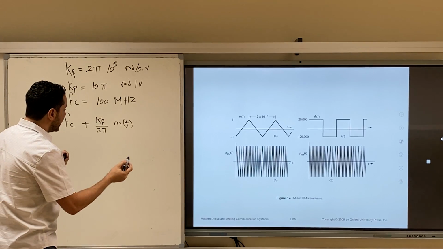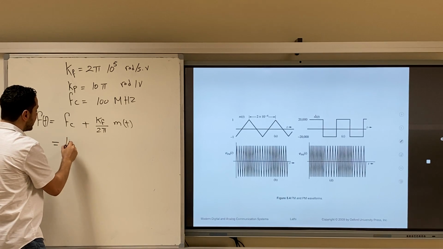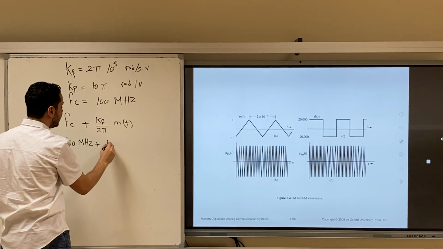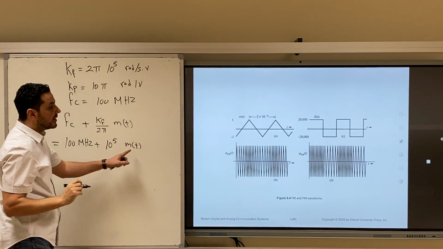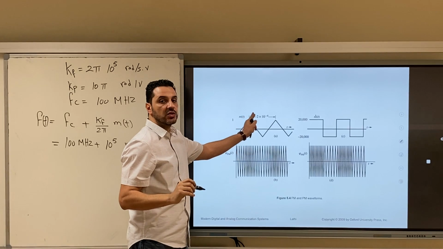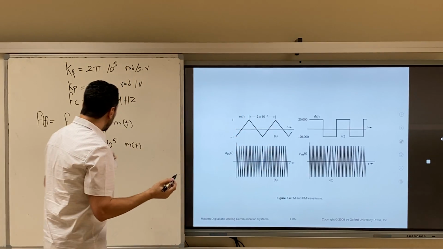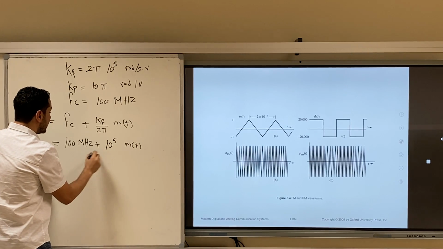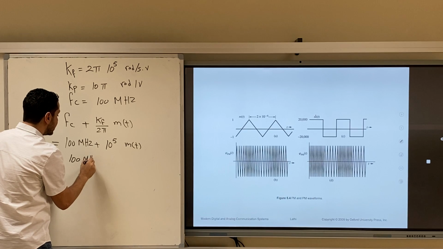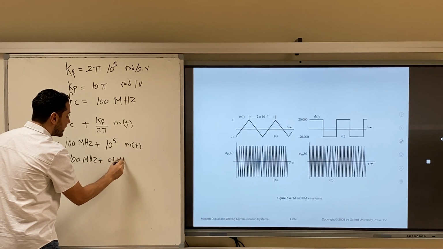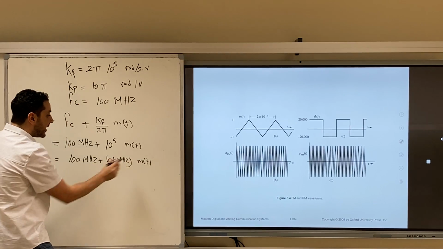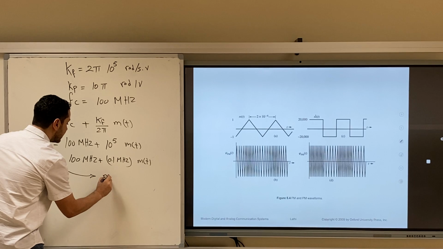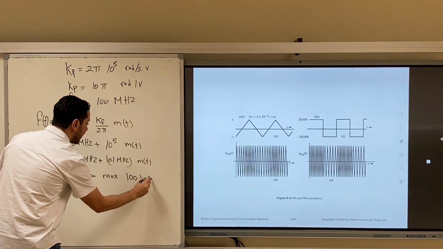So here we have m of t. First we have the carrier frequency, it's 100 mega plus Kf over 2 pi. Kf over 2 pi is 10 to the power 5 multiplied by m of t. And m of t changes gradually from -1 to 1 and then from 1 to -1 and so on, right? So at the peak, when m of t reaches 1, this will be 100 megahertz plus 10 to the power 5, which is 0.1 mega, multiplied by m of t. At the peak, this will be 100 mega plus 0.1 mega, so this will give you a maximum frequency of 100.1 megahertz.